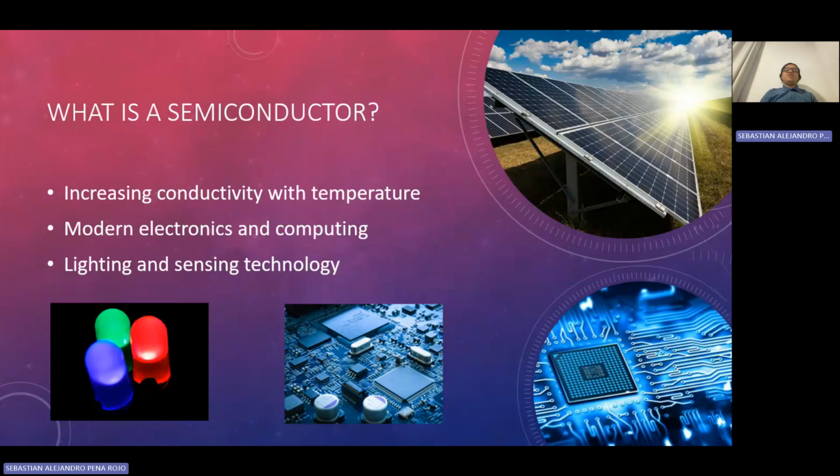First of all, what is a semiconductor? A semiconductor is a material which has the main property that its conductivity increases with temperature. This conditional conductivity of electricity can be exploited to have an exceptional control over electricity and light. Semiconductors power modern electronics and computing, and they form the foundation of lighting, telecommunications, and sensing technology.